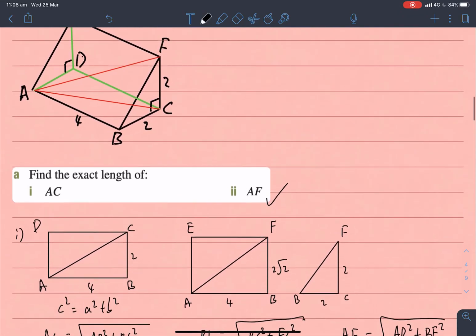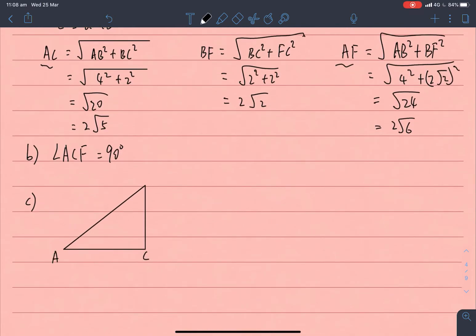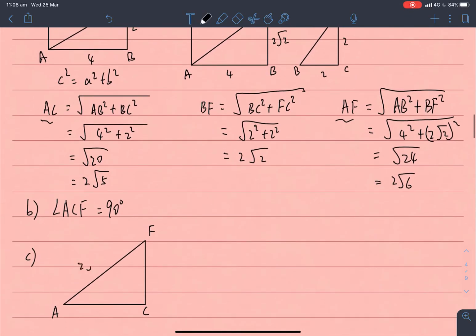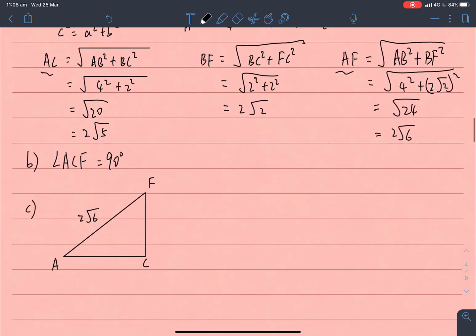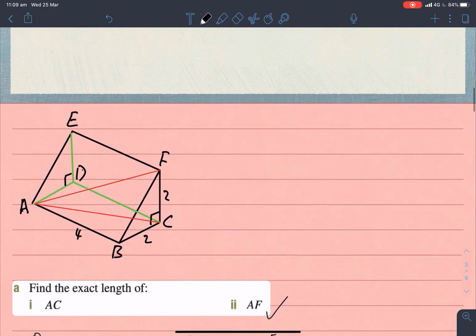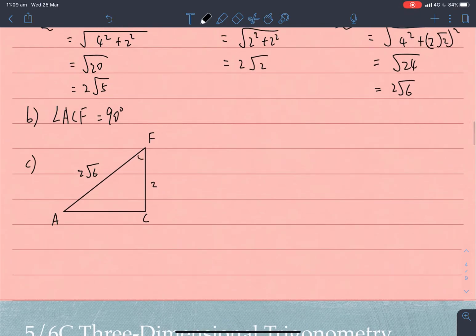So it is ACF, with AC and F. We work out AF is 2 square root of 6. FC is 2. And we want to know what the angle AFC is. So we're looking for this angle here. We have adjacent and hypotenuse, so it's cos.